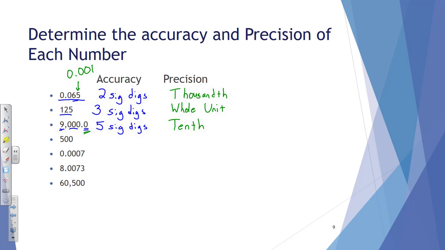I would like you to do the last 4 problems. Pause the video, do those 4, determine the accuracy and precision, and resume the video when you're done to see if you've gotten them correct. Okay, let's take a look.